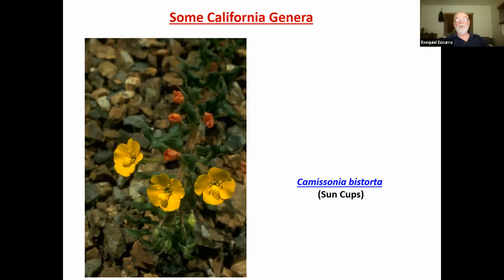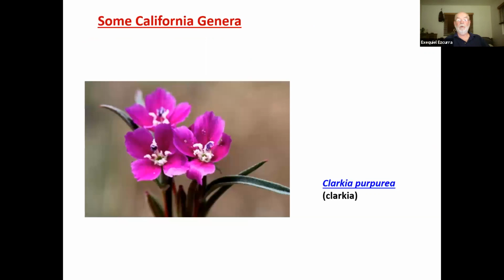And the Camissonias, the genus Camissonia, the suncups, has a pile of species in our native ecosystems, in our chaparral and coastal sage scrub, known as suncups. The commonest one around Riverside and that area of the Inland Empire is Camissonia bistorta.